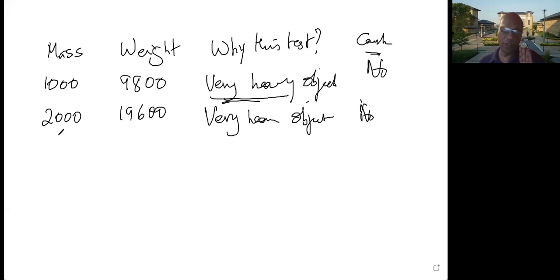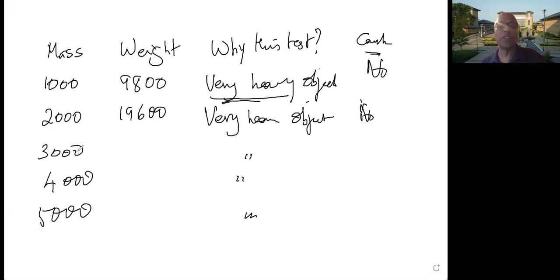Okay, fine. That's okay. Then suppose you test for 3,000. It is again very heavy objects. Suppose you test for 4,000. You have very heavy objects. 5,000. It is again very heavy objects. But you are allowed only 5 tests.